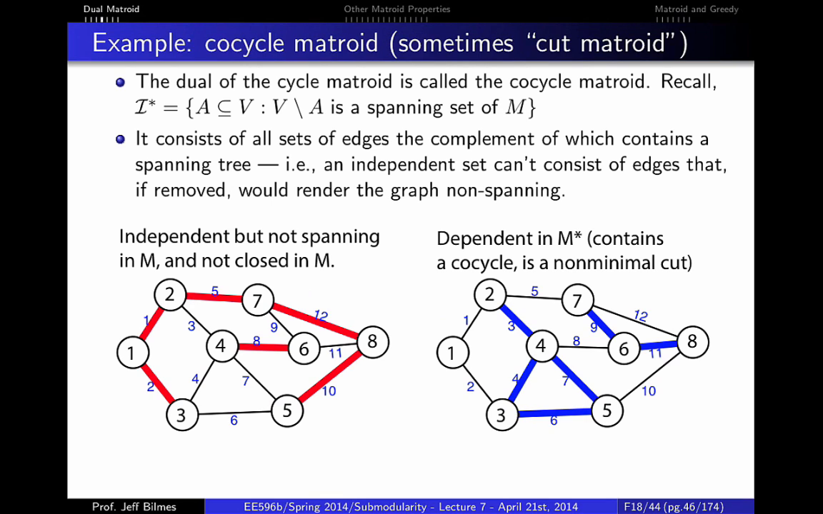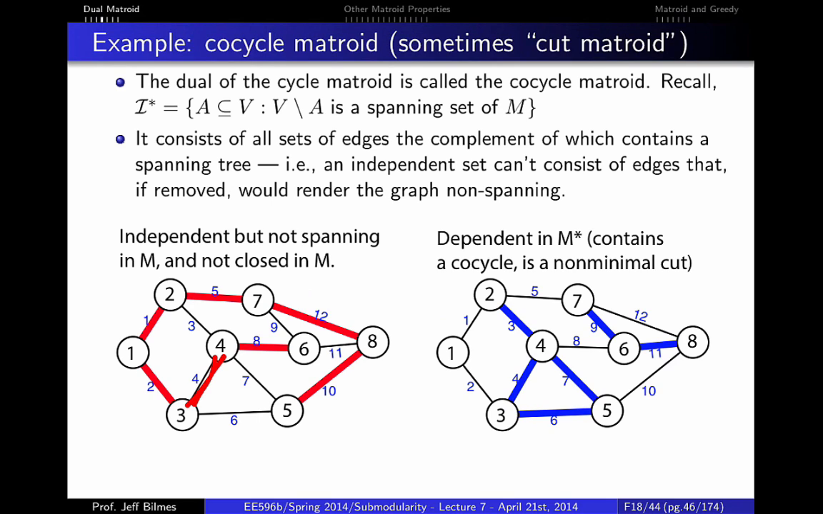Remember, a hyperplane is a closed set, closed of rank 1 less than the rank of the matroid. Is this thing a closed set? Are the red edges a closed set? How would we close it? Remember, to close it, we have to add all edges that don't increase the rank. So if I add this edge, would it increase the rank? It would, right? Because now I can span.